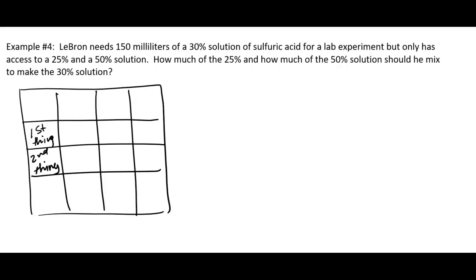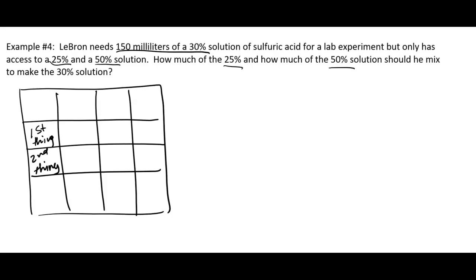LeBron needs 150 milliliters of a 30% solution of sulfuric acid. So this is what he needs in the end for a lab experiment. But he only has access to a 25% solution and a 50% solution. So he's going to have to mix the 25 and the 50 together to get a 30% solution. And he needs to know how much of each he needs to have. So how much of the 25% and how much of the 50% solution should he mix to make the 30% solution?